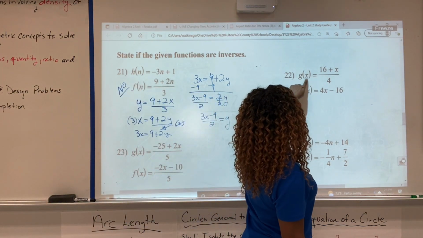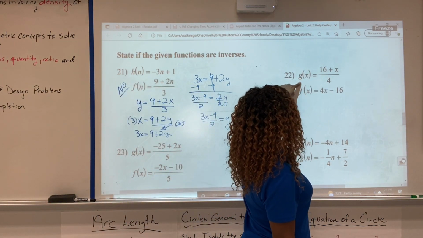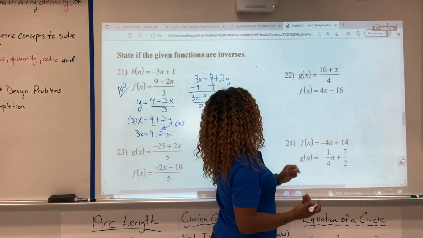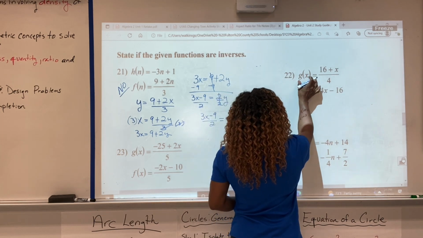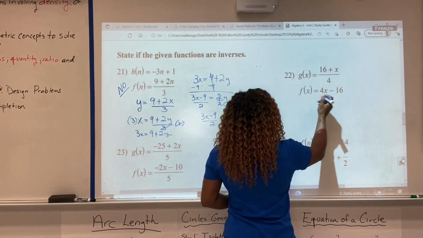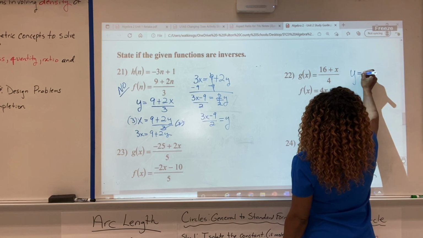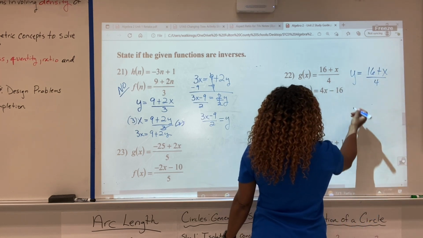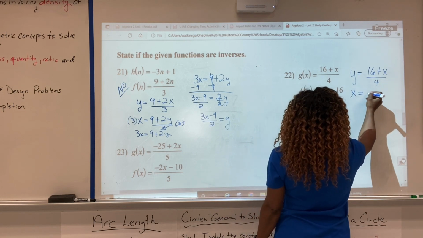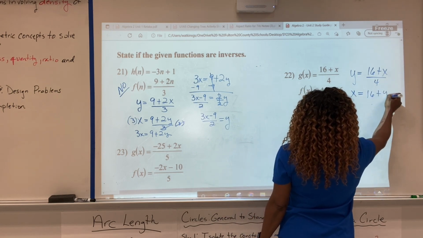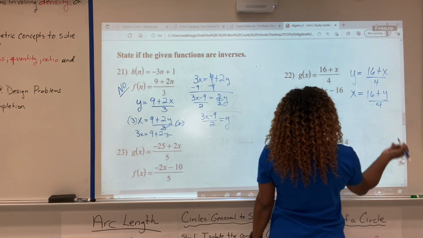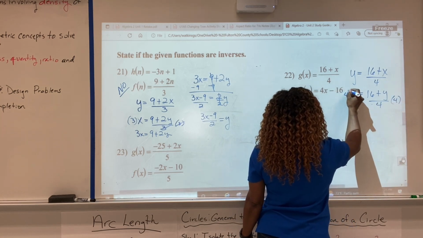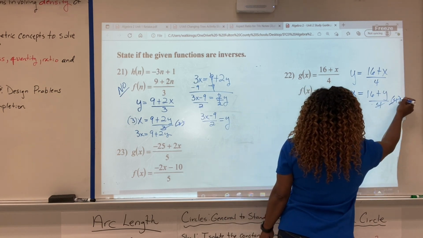Okay, so let's try this one. Let's take g of x, find the inverse of that, see if it matches 4x minus 16. So first thing, I need to change this to a y. So let's make this y is equal to 16 plus x over 4. Now switch to x and y. X is equal to 16 plus y over 4. Let's solve for y. So let's multiply by 4 so we can eliminate this denominator.